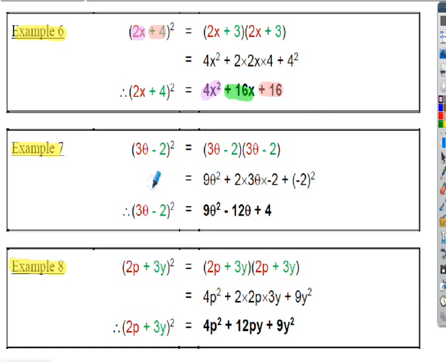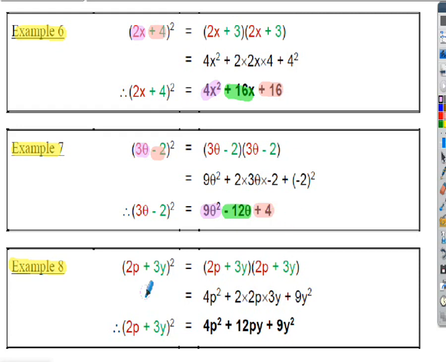Consider example 7, we have 3 theta minus 2 all squared. So again we have the sum of the terms squared, so 3 theta all squared becomes 9 theta squared. Negative 2 squared becomes positive 4, and the product of 3 theta multiplied by negative 2 is negative 6 theta, but we have twice the product in the solution, so negative 12 theta.